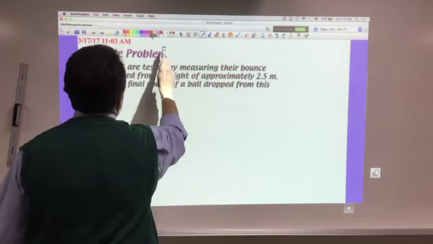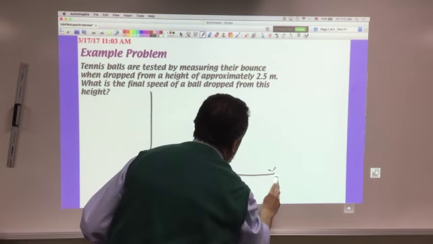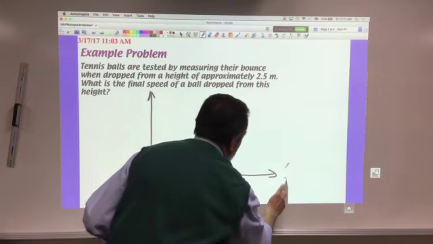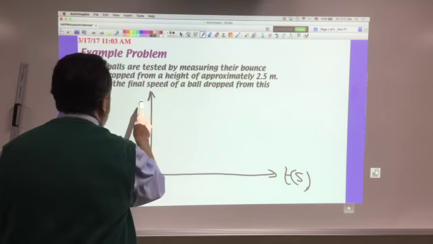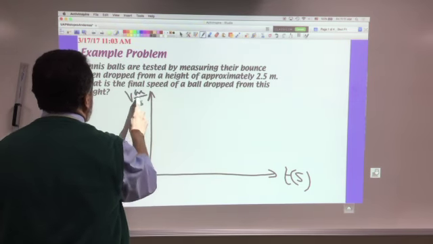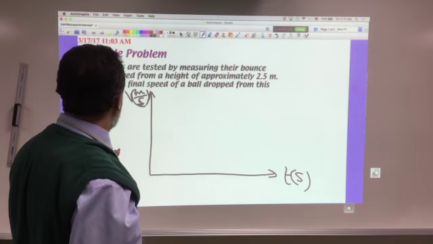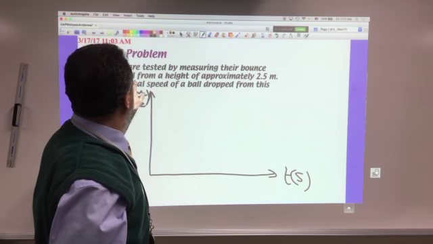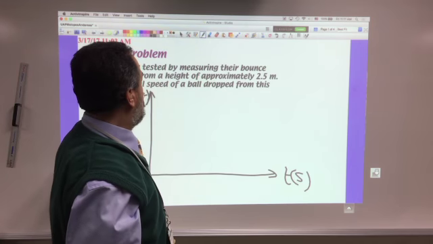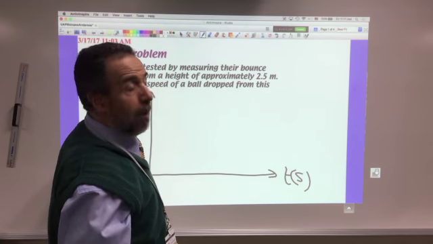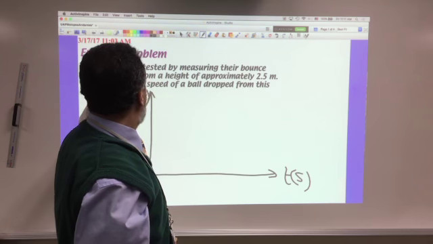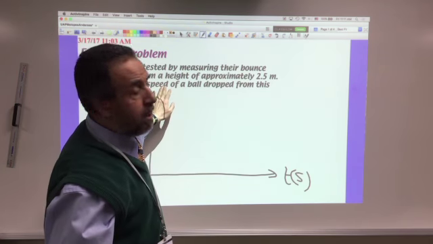Okay, so here we go. We are going to put some kind of a t-axis and a velocity in meters per second axis. Now, they are saying that the object was dropped. What if it is dropped? And they are asking us about the final speed.